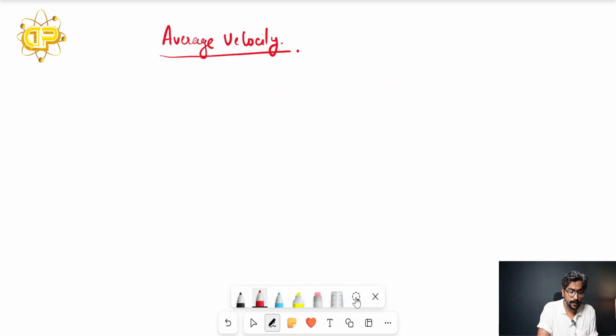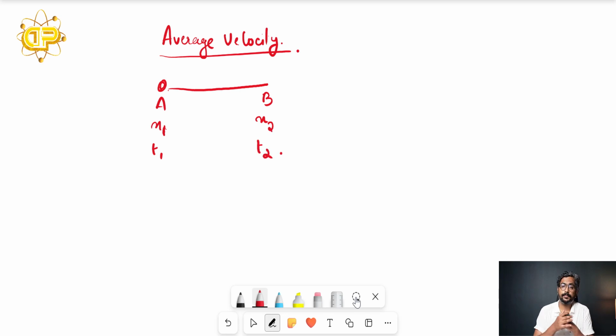We can say that if an object is here, let us say at A, and it is at x1 at time t1, and then the object is moving from A to B, and now we can say it has displaced to x2 at time t2. Then how can I find out the average velocity?